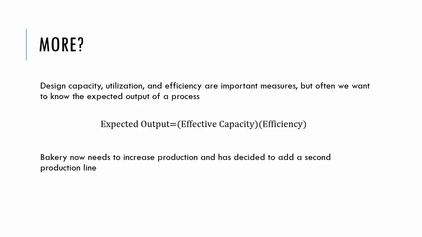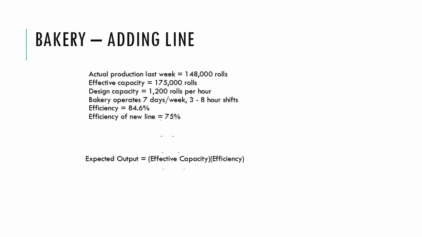To extend our bakery example, the bakery now wants to expand capacity by adding a second production line for our delicious cinnamon rolls. The second line is a duplicate in machinery, setup, etc. So, what is the expected output of the new line? Because this is a new line, management has decided to estimate the efficiency of it lower than the current line that is stable. The original is 84.6%.